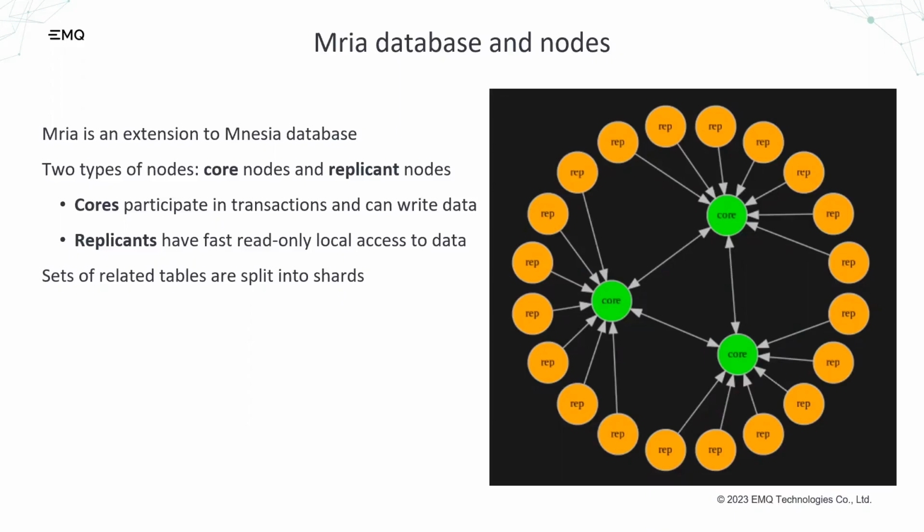Additionally, transaction replication for different sets of tables that are not logically related on the application level is handled independently. Such groups of tables are called shards, and it helps with latency and throughput.